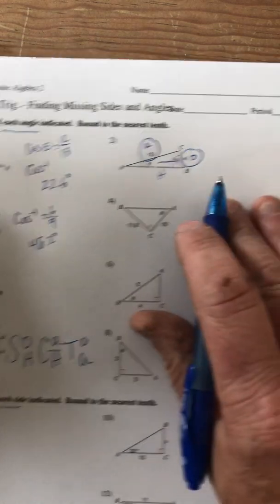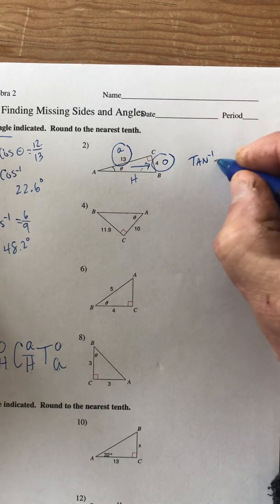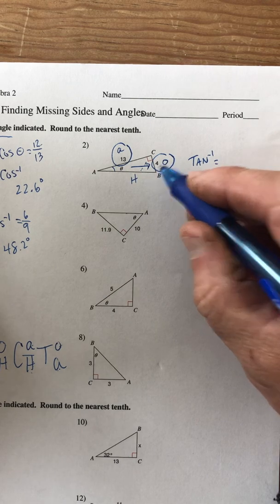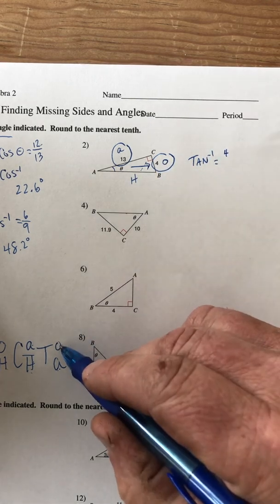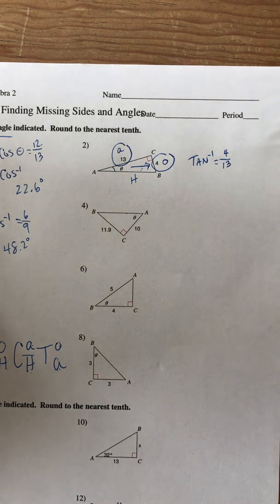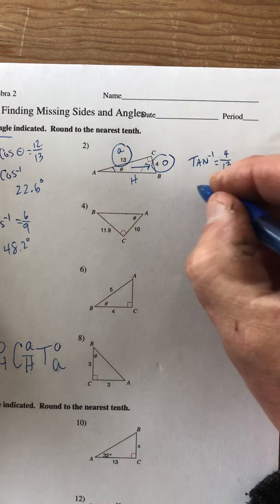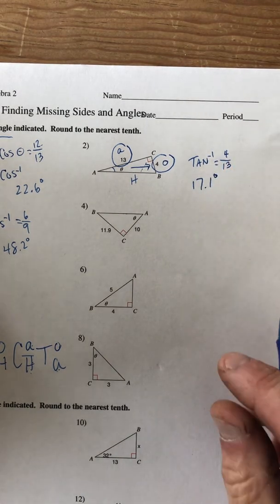So we're going to have our tangent, and being that we're looking for our angle, it's going to be tan -1 equals our opposite, which is 4, over my adjacent, which is 13. So I hit second tangent, because we're using the tan function. 4 divided by 13, close your parentheses, and hit equal. And round it to the nearest tenth. The 1 is in the tenth place, we have a 0. So it's going to be 17.1 degrees.